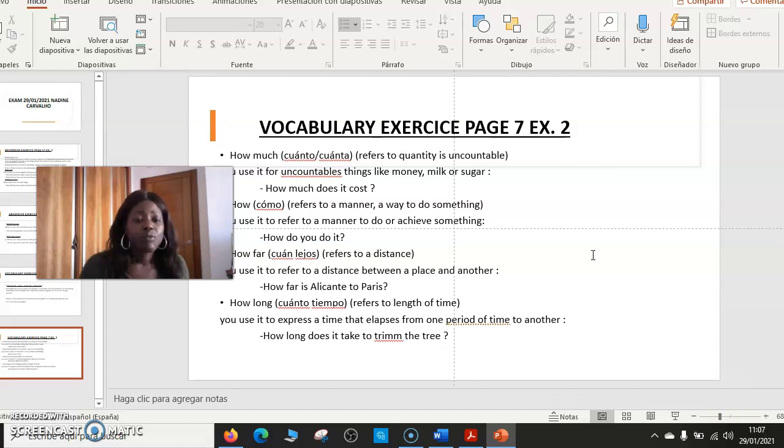And then we have how far. Cuán lejos refers to a distance. You use it to refer to a distance between one place and another. How far is Alicante from Paris, for example? Paris. I love Paris. And then we have how long. How long? ¿Cuánto tiempo? It refers to a length of time. You use it to express a time that elapses from one period of time to another. How long does it take to trim the tree?